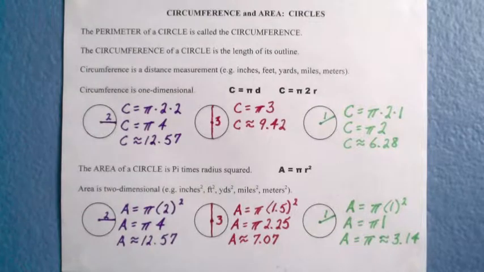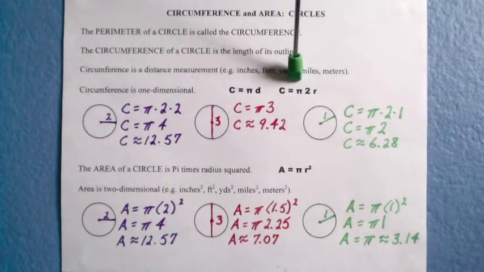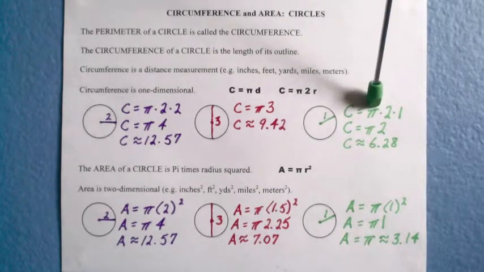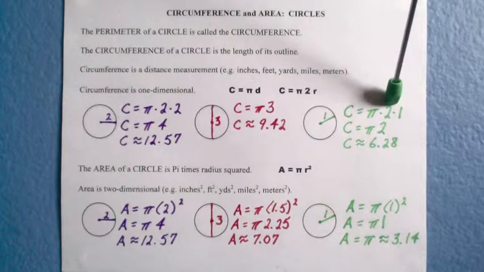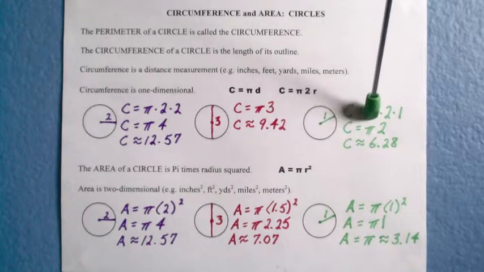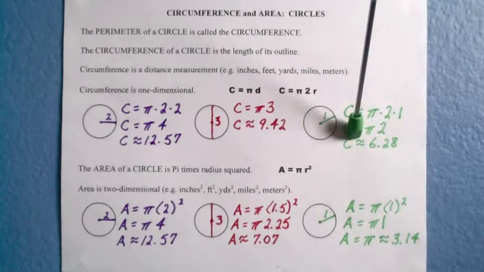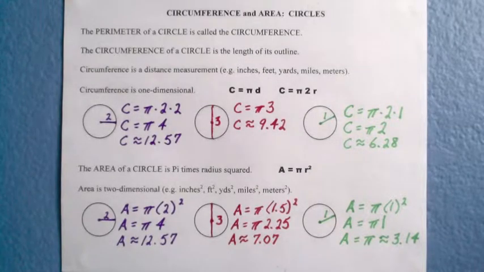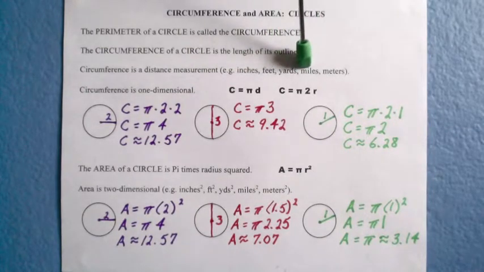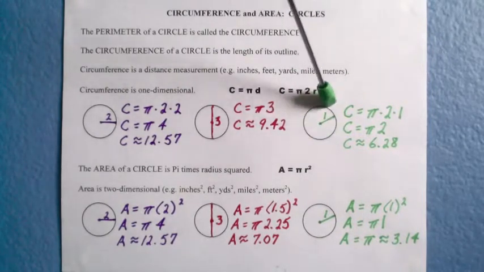Let's look at the last example. The radius is 1. I'm going to use this equation. C equals pi times 2 times the radius, which is 1. 2 times 1 is 2. So circumference equals pi times 2. So the circumference is approximately 3.14 times 2, which is 6.28, whatever the units are to the first power. Inches, feet, yards, miles, meters. We just calculated the length of the outline.